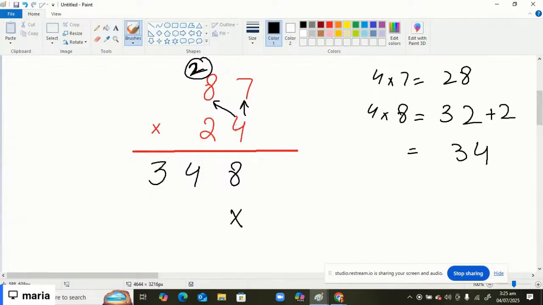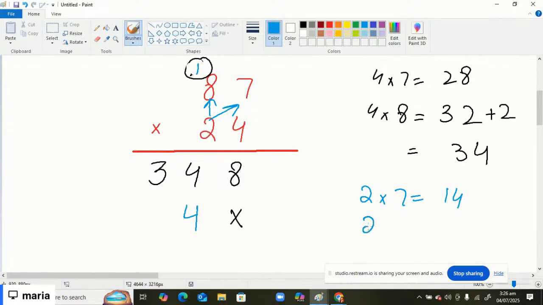Now just cross here. Now we are going to multiply 2 with all of it. First of all, we're going to multiply 2 with the 7, then 2 with 8. 2 times 7 is 14. Which number are you going to put here? 4 I'm going to put here. And now what is the carry? Your carry is 1.